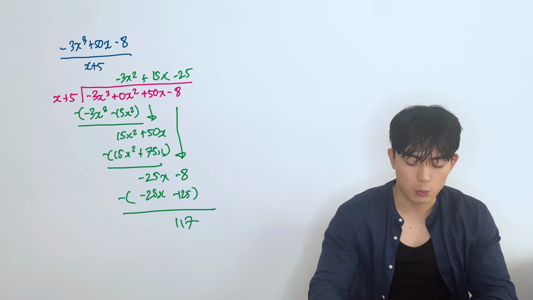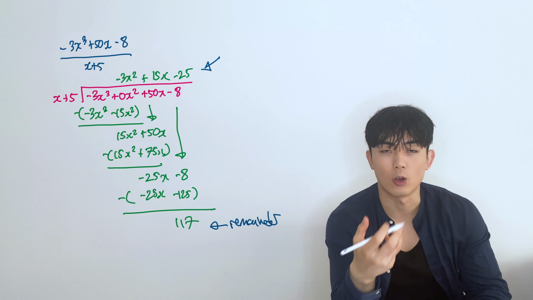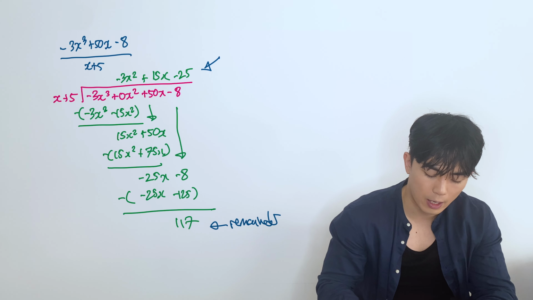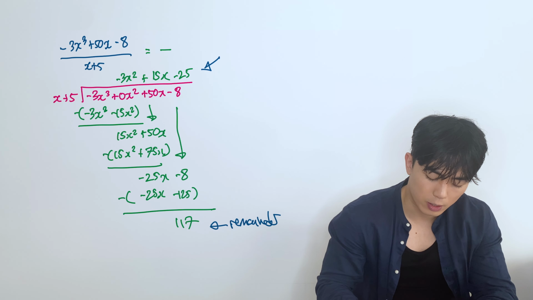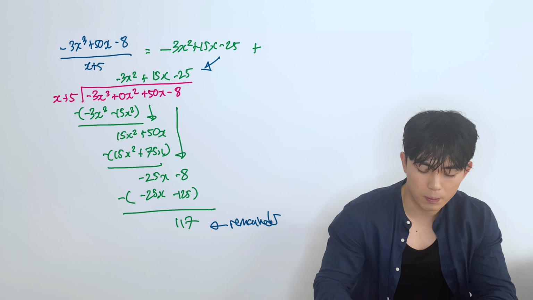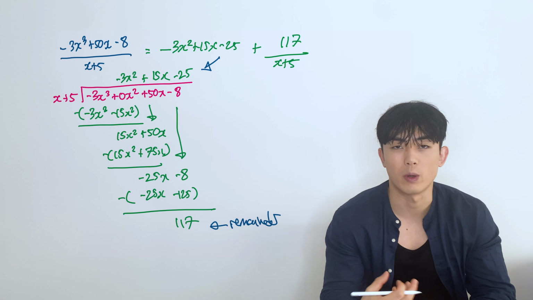So what we can see now is we have a quotient and we have a remainder value. And so what we can say is now x plus 5 is not a factor. Okay, so if I was to rewrite this initial one here, I'll have the quotient, so minus 3x squared plus 15x minus 25, plus the remainder over the denominator like this. So this is how I would rewrite it if it was not a factor.